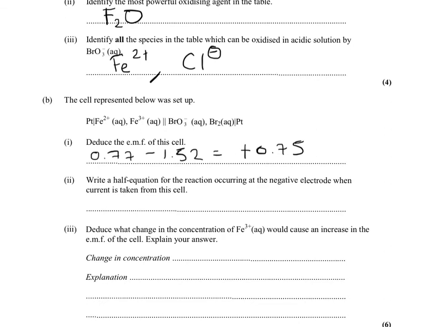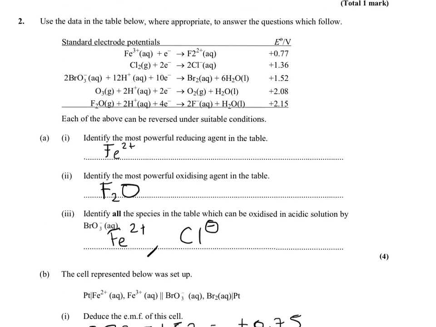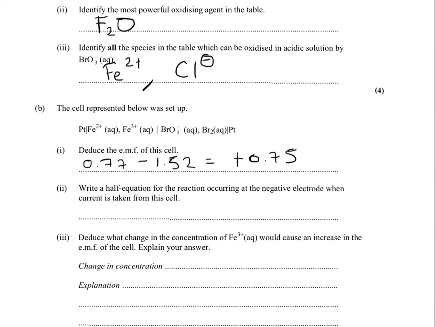Then it says write a half equation for the reaction occurring in the negative electrode. So the negative electrode is our Fe2+ Fe3+ electrode, and if we just look at the electrode potentials, we've got to work out whether it's being oxidized or reduced. So if we look at the two electrode potentials, this one is more negative than this one, so that means electrons are going to be flowing from the Fe2+ Fe3+ electrode to the BrO3- electrode. So the Fe2+ Fe3+ electrode is losing electrons, therefore being oxidized. So we're going to reverse this one around, and so the equation is going to be Fe2+ goes to make Fe3+ plus an electron.